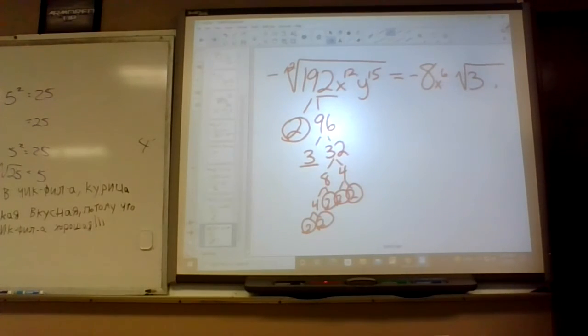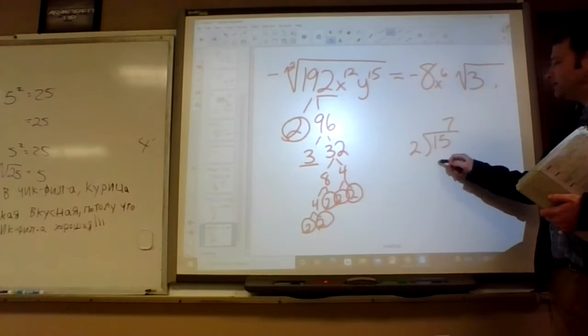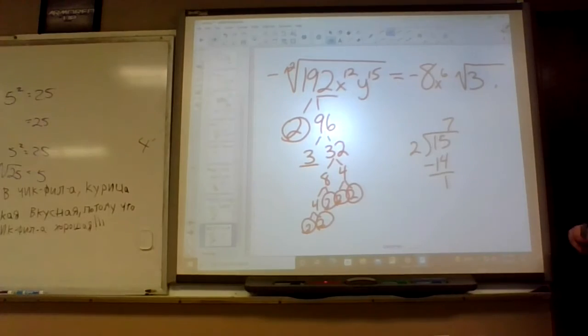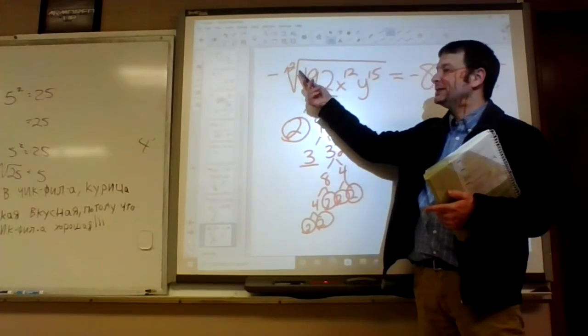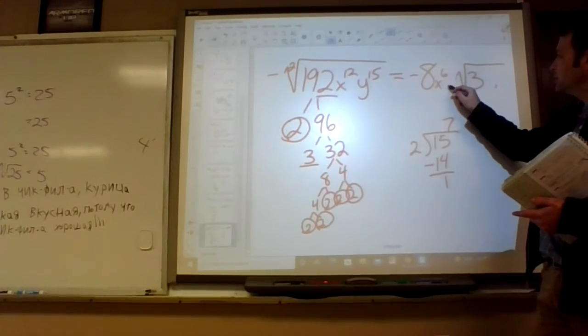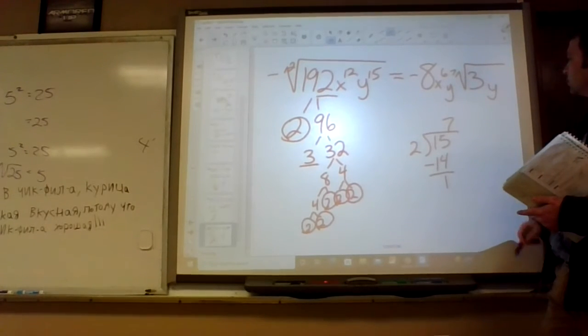How many times does 2 go into 15? 7 with the remainder of 1. When you're dividing by 2, the biggest remainder you could have is 1. Anyways, so 7 with the remainder of 1.